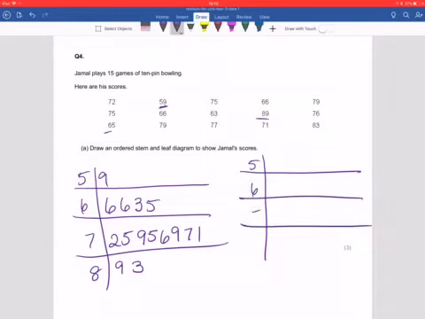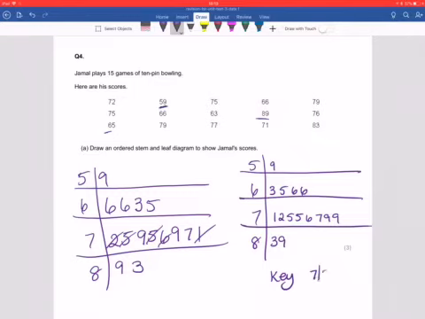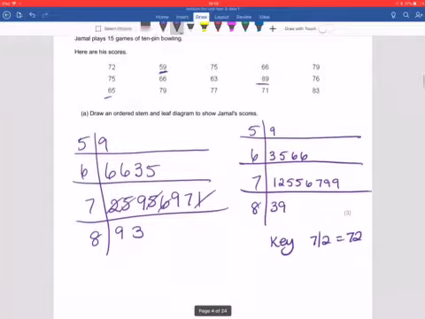50, 60, 70, 80, 90, right, 3, 5, 6, 6. Remember to keep them all lined up. Right, I've got a 1, maybe it's best to cross them off. A 2, 2 5s, a 6, a 7 and 2 9s. And then lastly a 3 and a 9. Don't forget your key. Key: 7 | 2 equals 72. If there were some units, I would put that in.